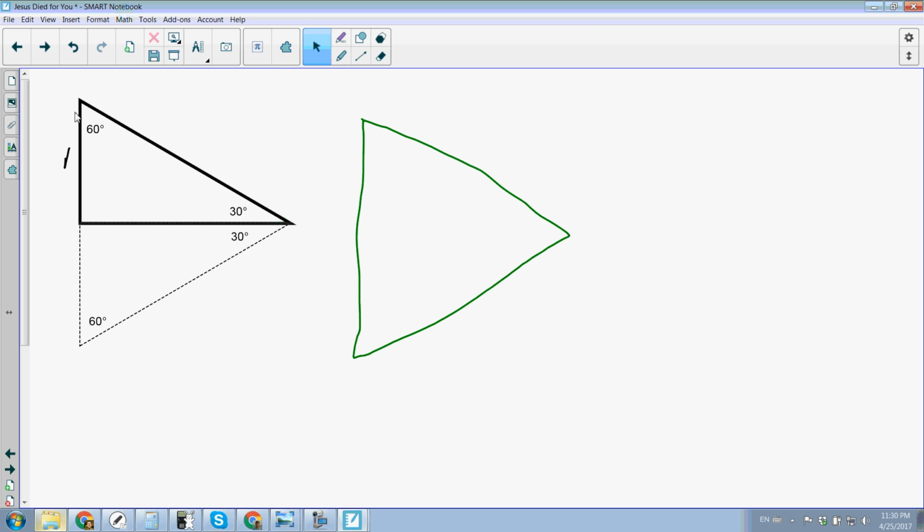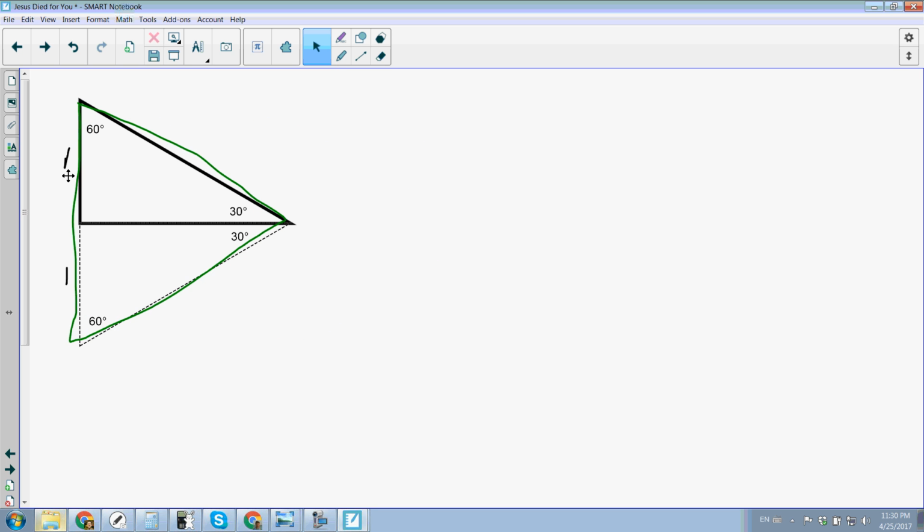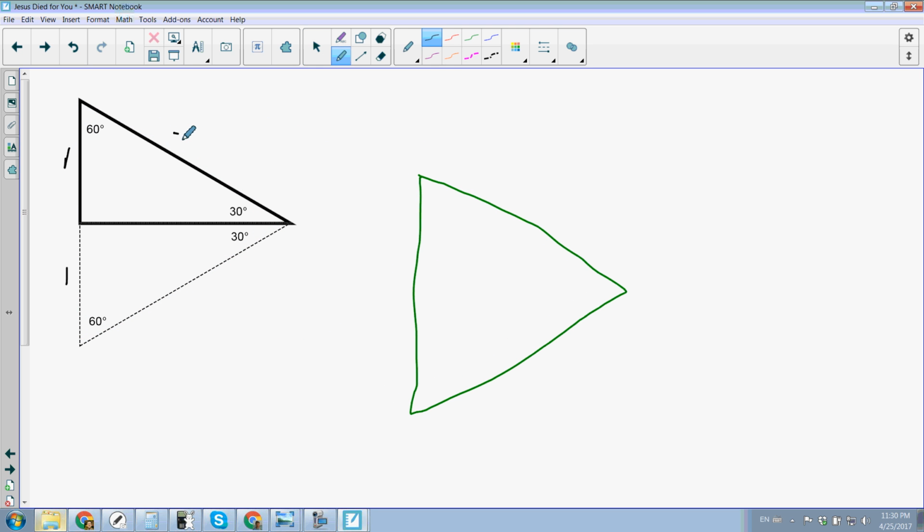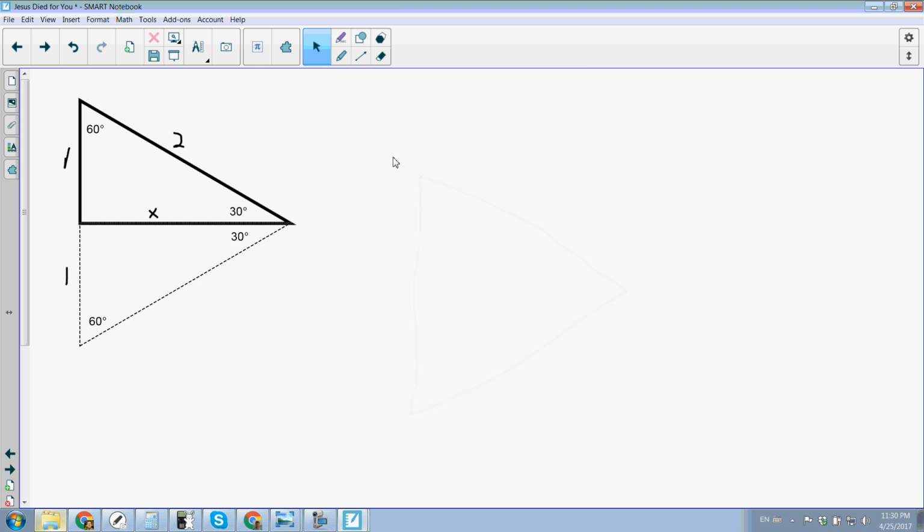Now, suppose I say that this is 1 unit long here. Then that would make this also 1 unit long. And since this larger triangle is equilateral, that would make this hypotenuse 2 units long. Now we can use the Pythagorean theorem to figure out how long this longer leg is. So we set up 1 squared plus x squared equals 2 squared. We do the little algebra and we find out that x is the square root of 3.